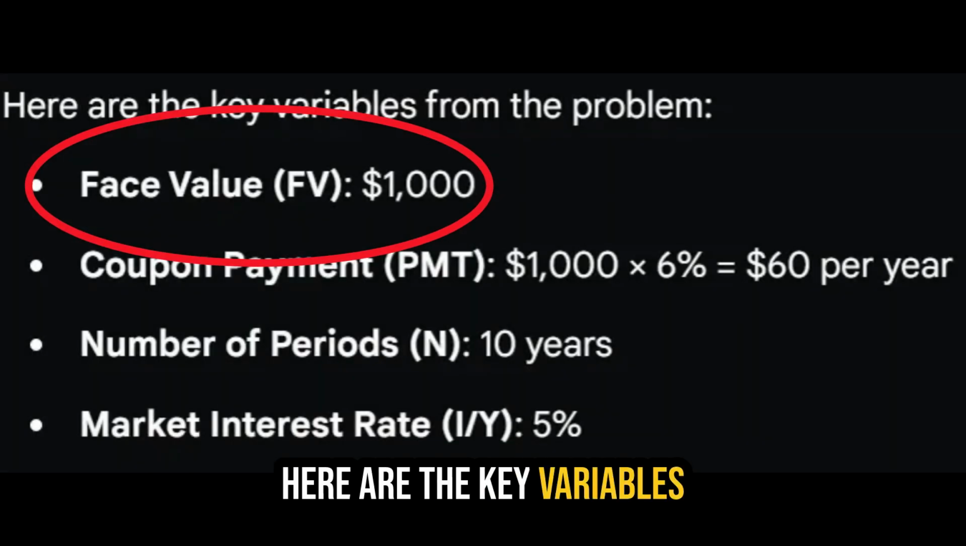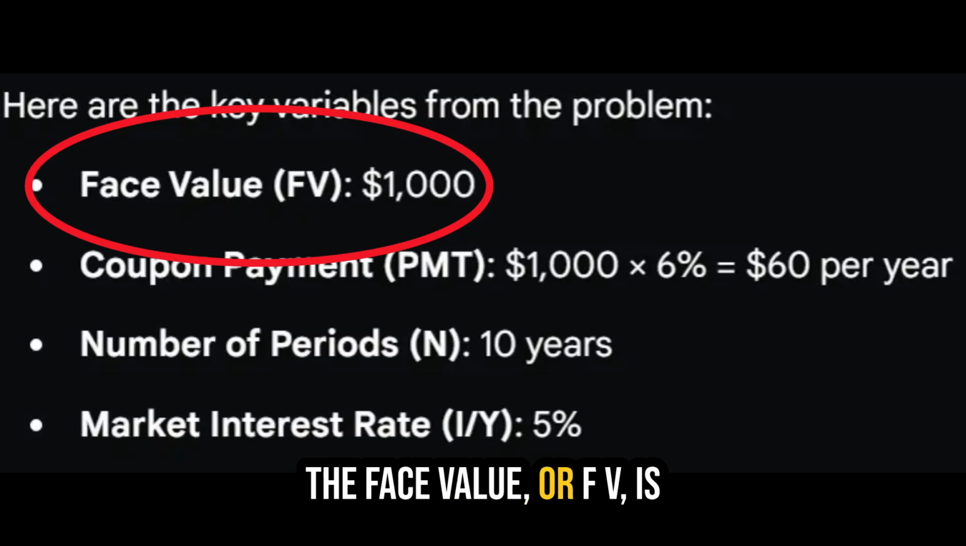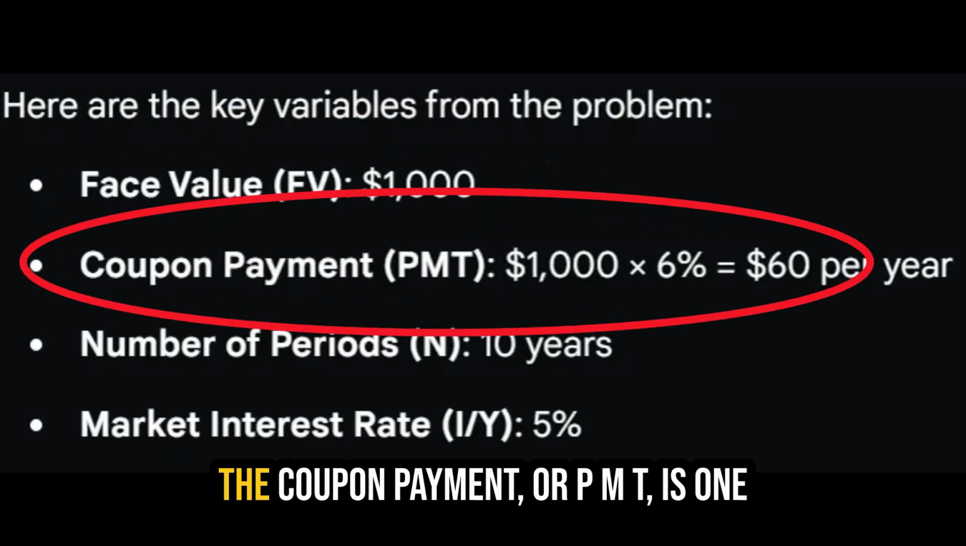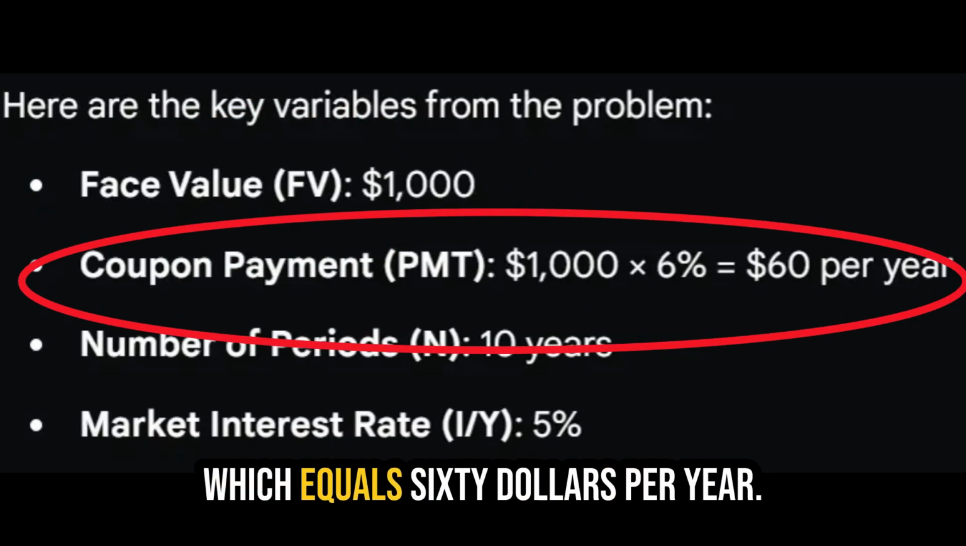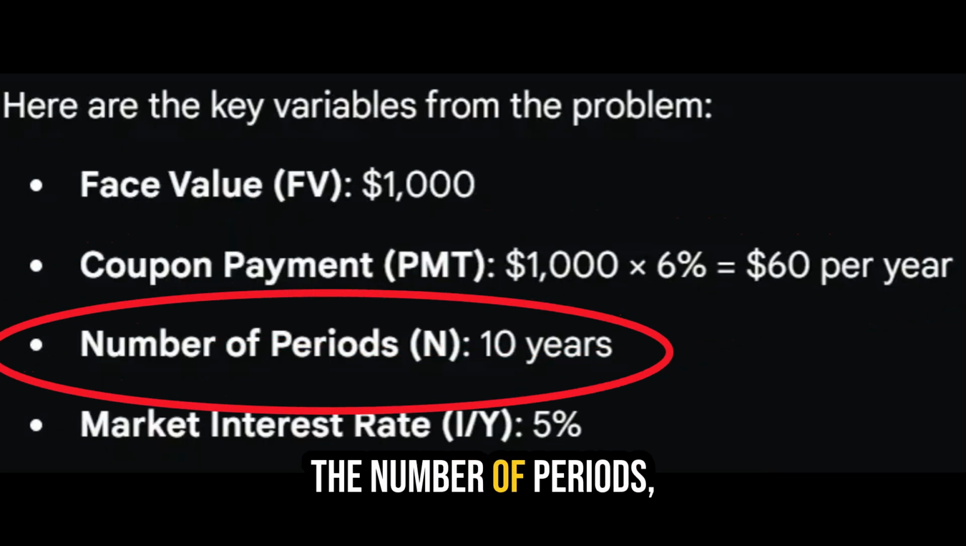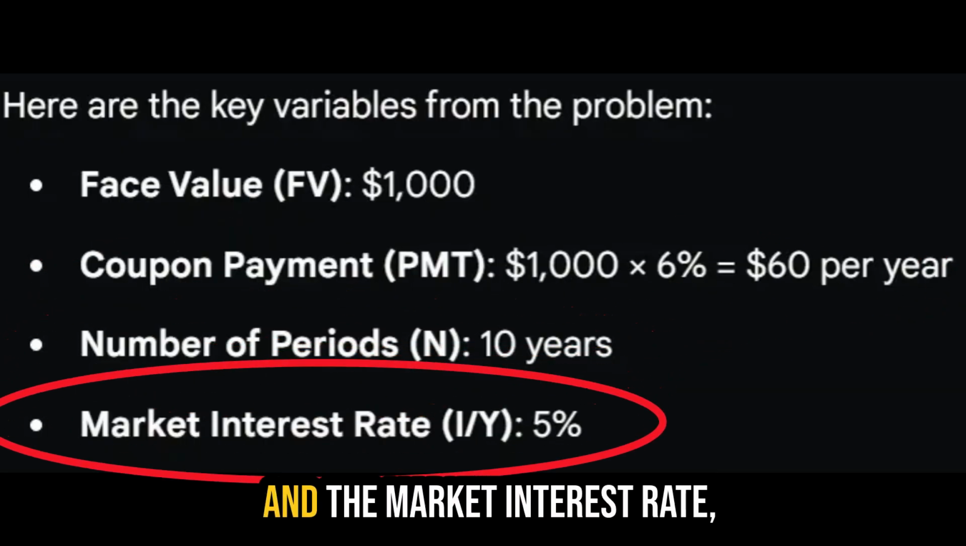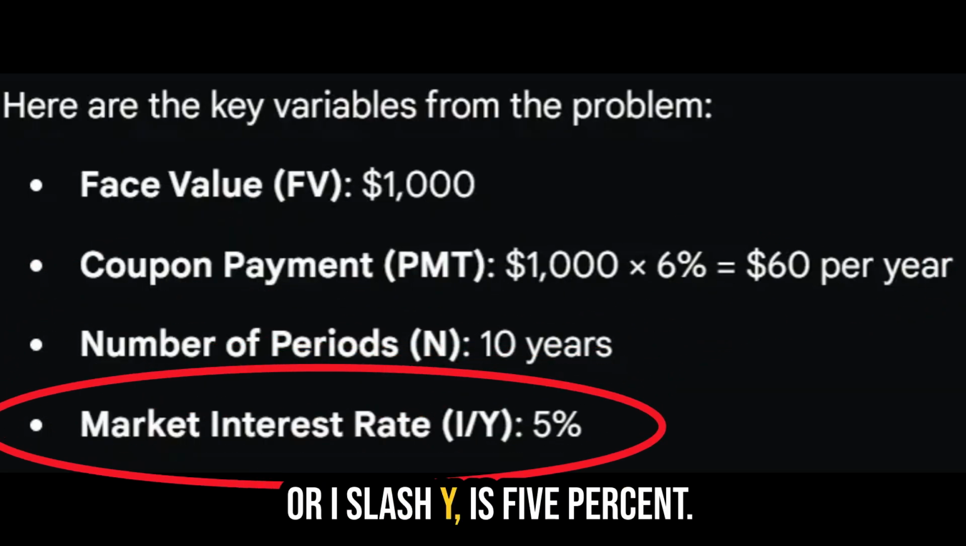Here are the key variables from the problem. The face value, or FV, is $1,000. The coupon payment, or PMT, is $1,000 times 6%, which equals $60 per year. The number of periods, or N, is 10 years. And the market interest rate, or I/Y, is 5%.